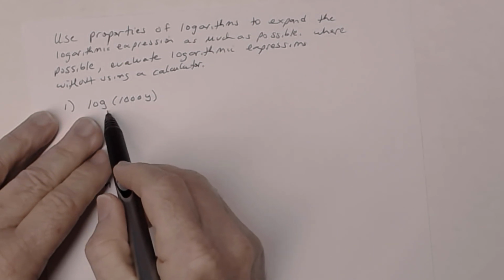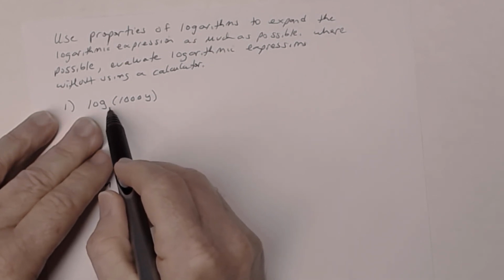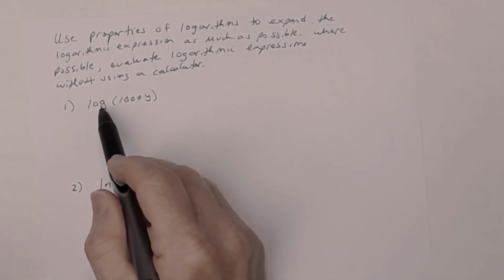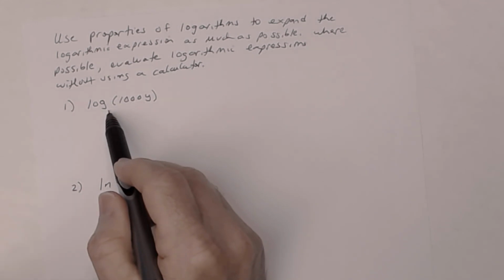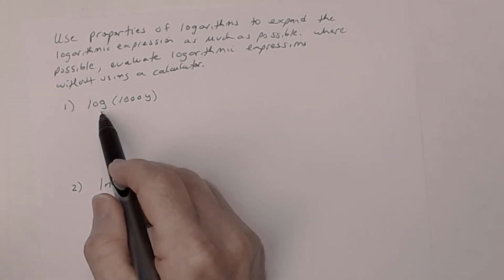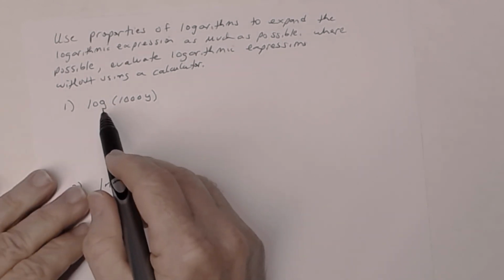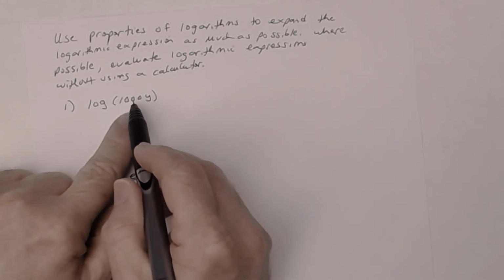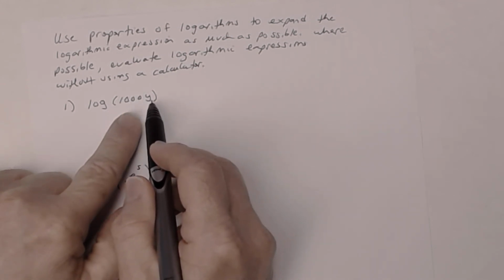Now, you remember, if there's no base listed, it's understood to be a 10. So remember, this is the common logarithm. The common logarithm is base 10. All right, so you're taking the log of 1,000 times y.